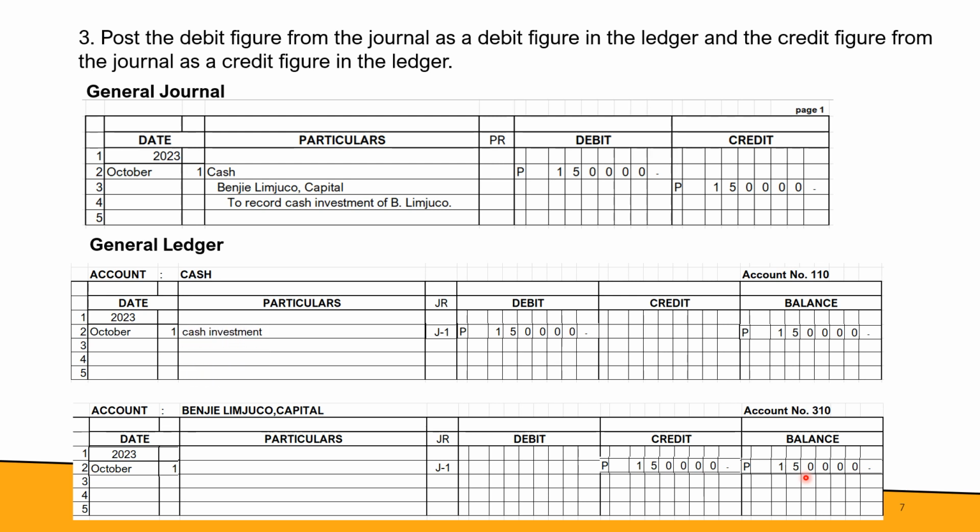What's next? I also included here the particulars or explanation, so we will be guided on what the transaction is all about. You don't have to go back to J-1 to look for the explanation. We are recommended to write an explanation about this particular transaction.